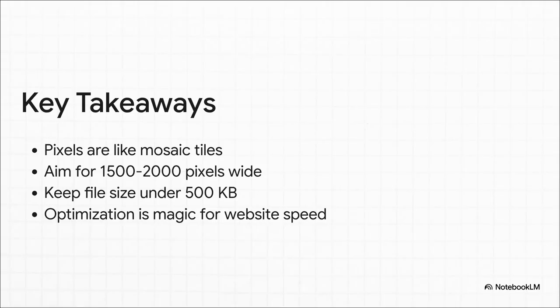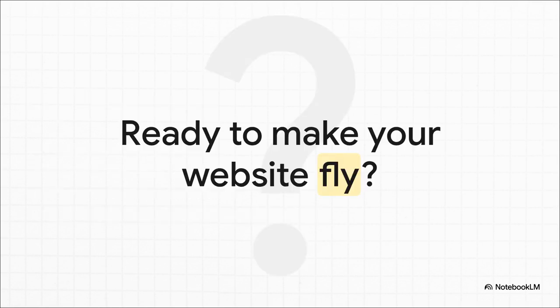All right, let's just quickly lock in those main points. Remember, pixels are just tiny mosaic tiles. Your magic number for width is 1,500 to 2,000 pixels, and you want to keep that file size under 500 KB. Do that, and you've mastered optimization, which is the secret sauce for a fast website. See? That's all there is to it.